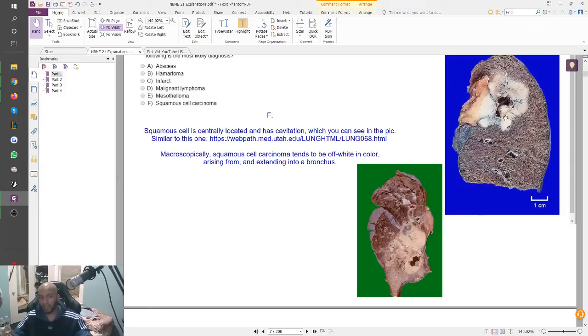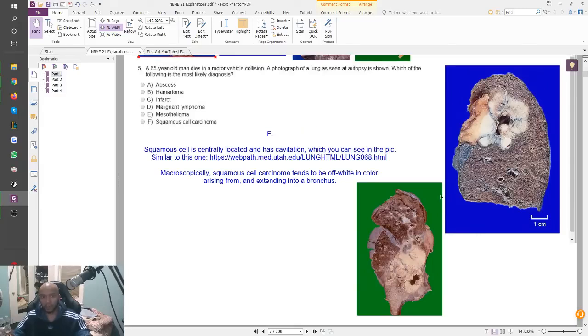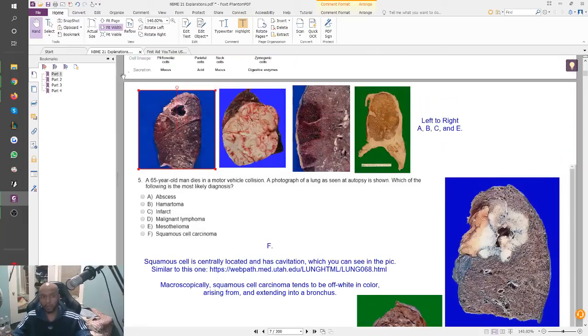So it's not just an abscess. This is squamous cell carcinoma. Right? Squamous cell is centrally located and has cavitation, which you can see in this picture, right? Similar to this other picture, which I put right here. Macroscopically, squamous cell carcinoma tends to be off-white in color, arising from and extending into a bronchus. Right, very important to know that.